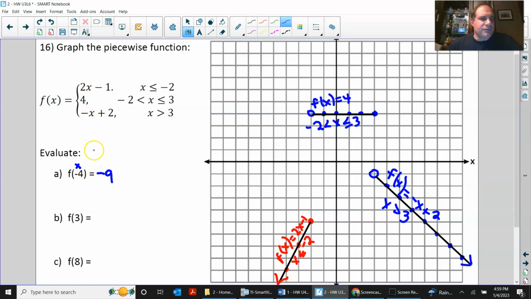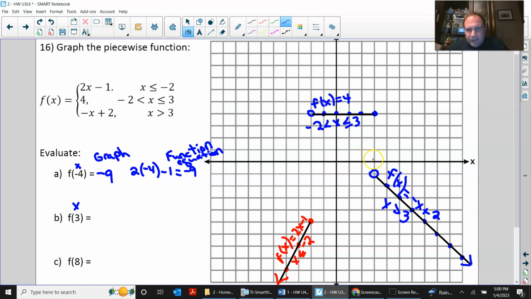Now, if I went to use the functions themselves, you see this negative 4? It has to fit into one of these domains, and it fits into this one. Negative 4 is less than or equal to negative 2. So the way you would do that is 2 times negative 4 minus 1. And 2 times negative 4 is negative 8, minus 1 is negative 9. You see how we got the same answer? This is using the graph. This is actually using the function equation.